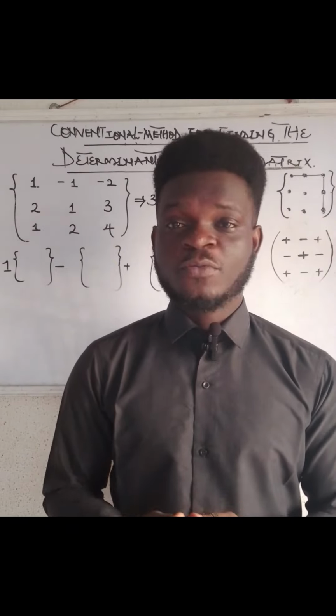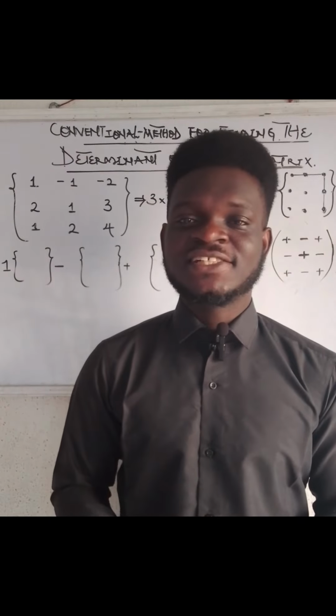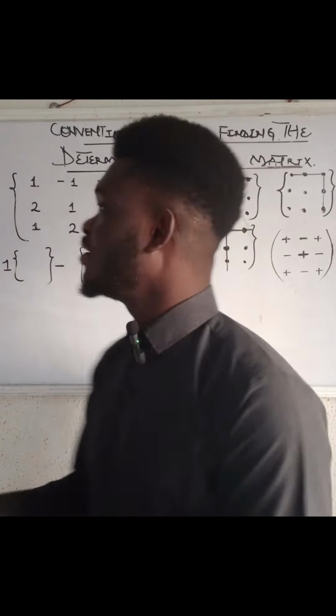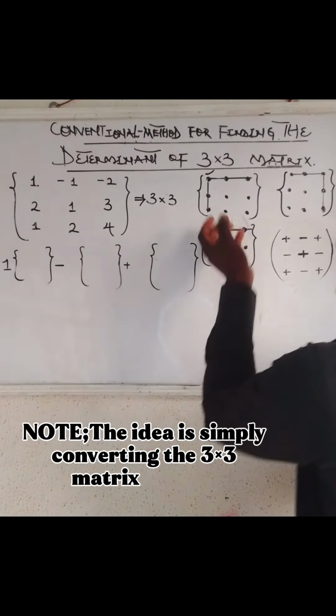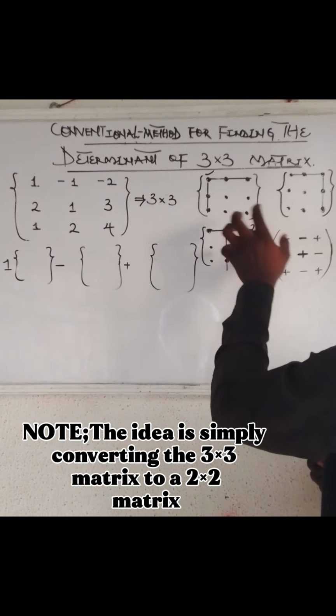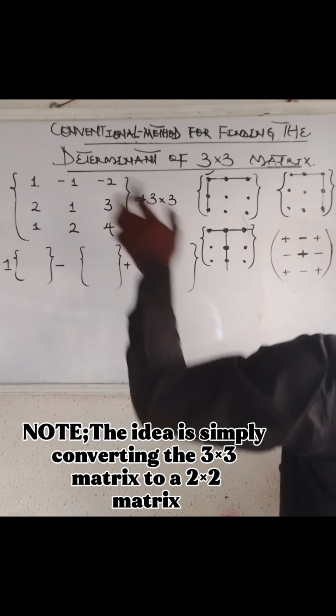Good day, viewers. As promised, this is the conventional method for finding the determinant of a 3 by 3 matrix. As you can see, we have a 3 by 3 matrix of 3 rows and 3 columns. I gave an algorithm, which is just to understand how to find the determinant of the matrix.